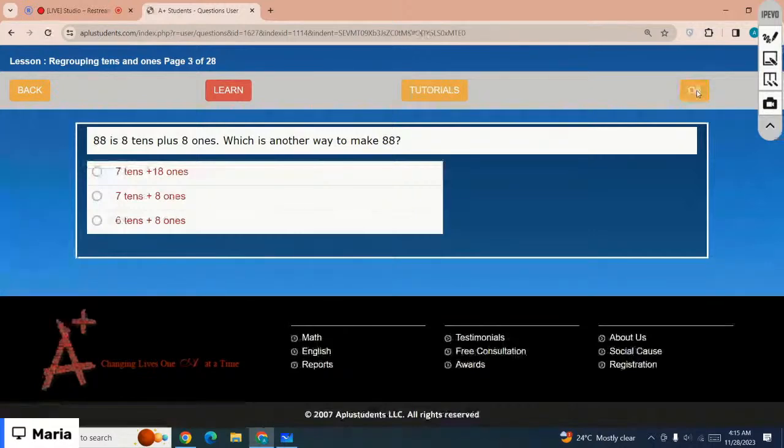88 is 8 tens plus 8 ones, which is another way to make 88. 8 tens and 8 ones. So the correct option is option 1. 7 tens and 18 ones makes 88, right? 7 tens and 18 ones makes 88. Option number 1 is the correct option.